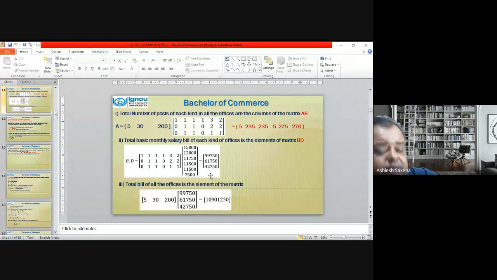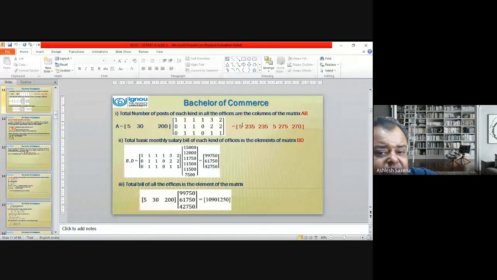Your question will be how I got this. This is a simple case of matrix multiplication. In matrix A, we have a matrix of 1 by 3, and in B, we have 3 by 6. So we are going to get 1 by 6 as the answer. You can see here one row and 6 columns.